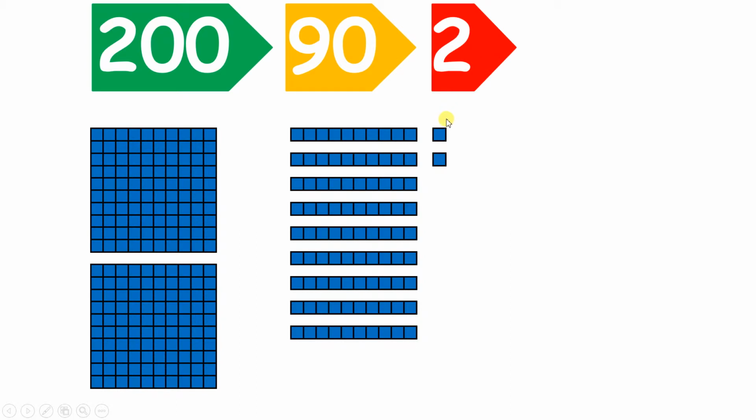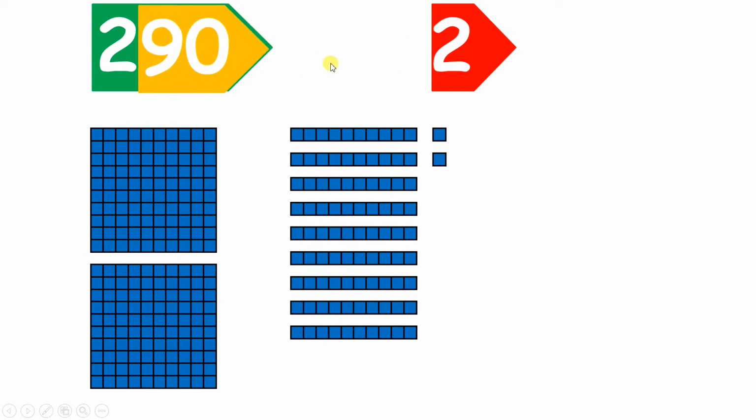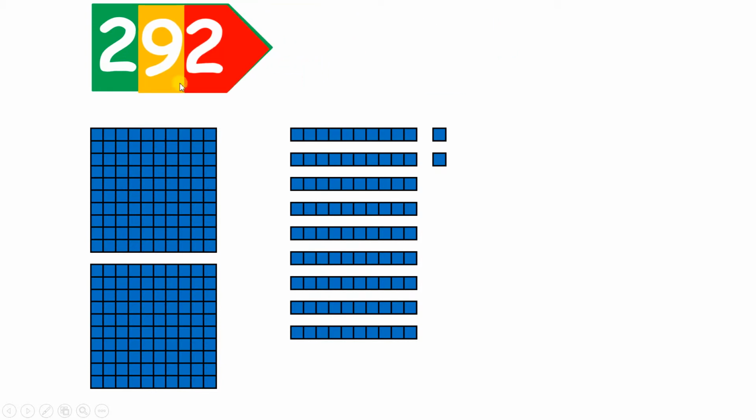we have 2 units. So here I've got place value arrow cards, and if we put them together, that gives us 292, but we don't say 292, we say 292. So when you have a 3-digit number, you have a number made out of hundreds, tens, and units.